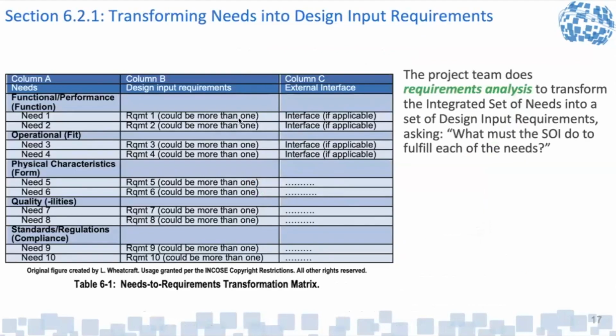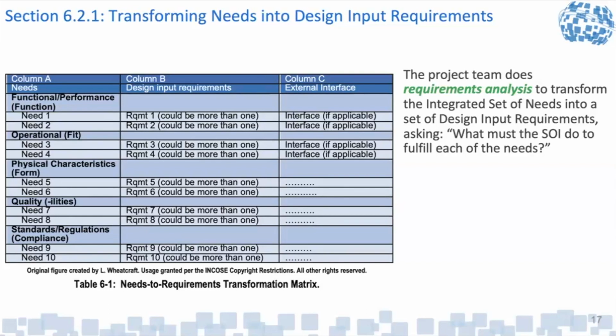This is one method that we can use: column ABC. So we list our needs. I have them here organized as functional performance, a function part. Some people think form, fit, and function. So the form, function part, and then operational is a fit, a lot of the interactions with external systems, enabling functions, if you will, and then the physical characteristics, the form. And then we have the quality, the abilities, and then standards and regulations. We have to talk about how we're going to show compliance.